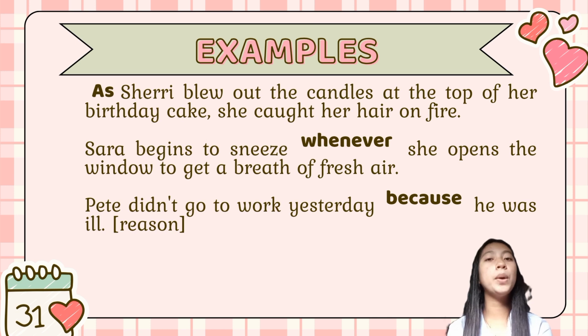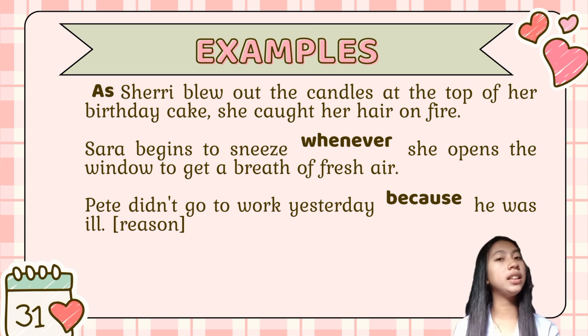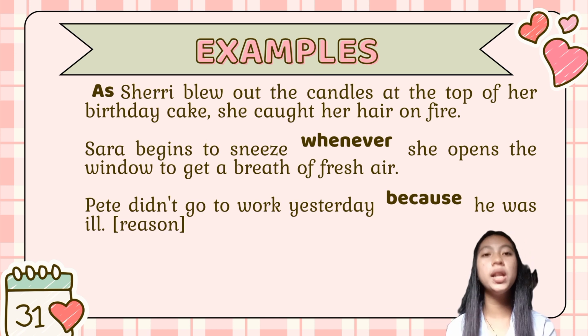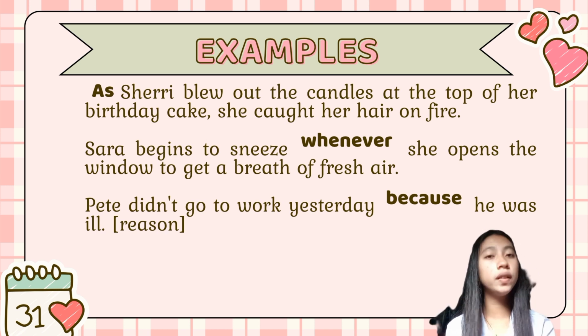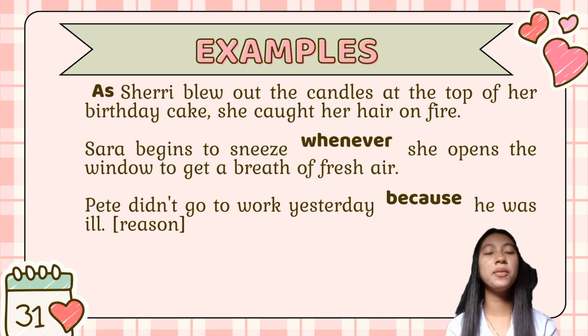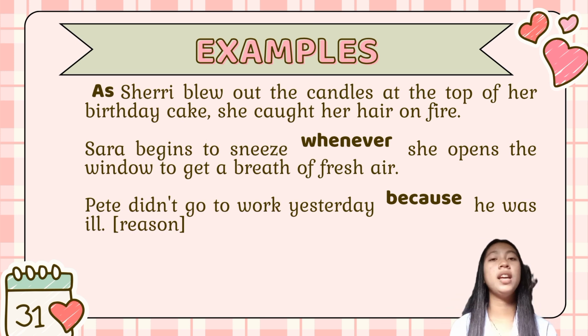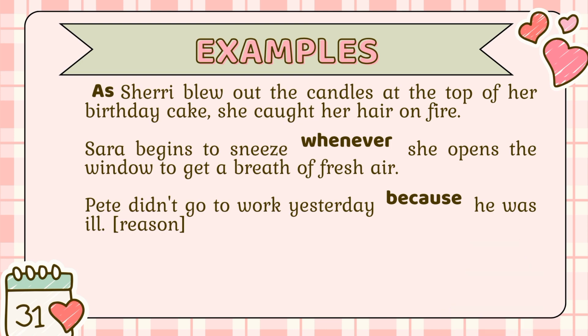In the third example, Pete didn't go to work yesterday because he was ill. The subordinating conjunction is the word because. The function of it is it connects the dependent clause, the phrase because he was ill, to the main clause, explaining the reason for Pete's absence from work.